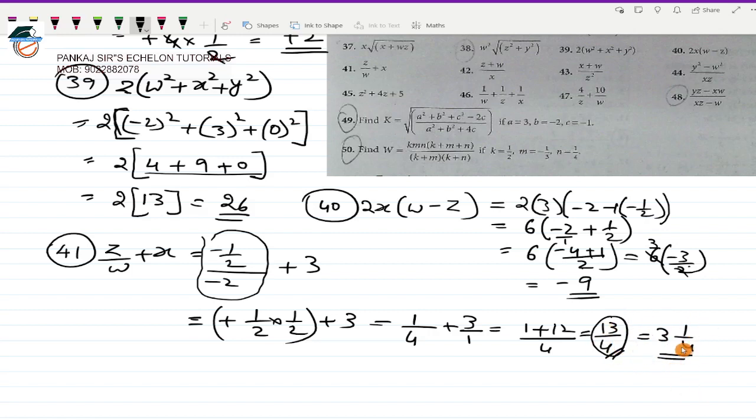You can reverse check it also. 3 4s are 12. 12 plus 1 is 13. 13 divided by 4 is the answer. So this is the way you get this answer.